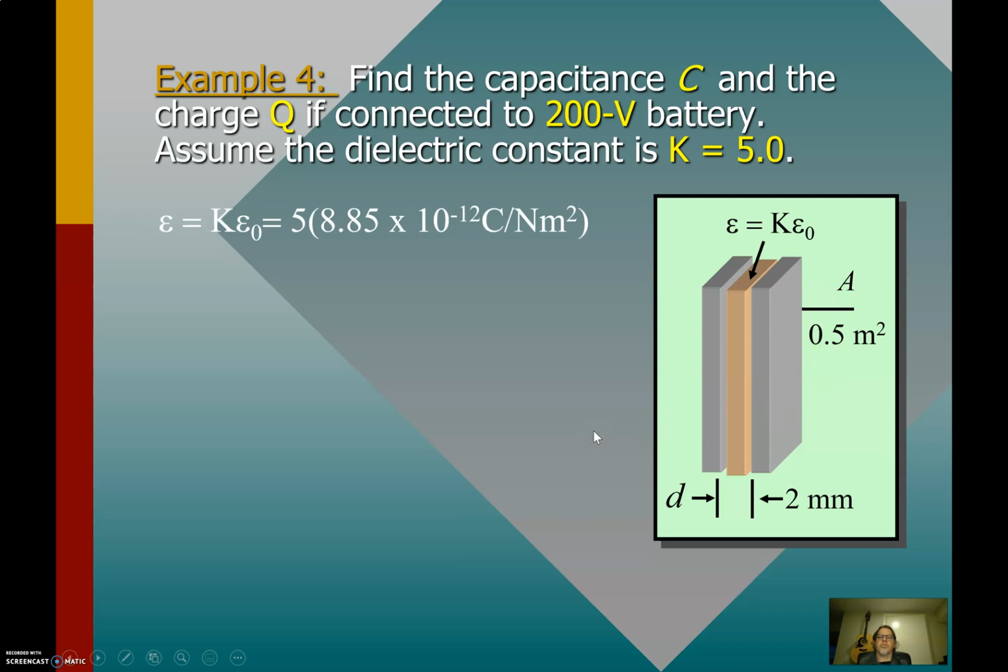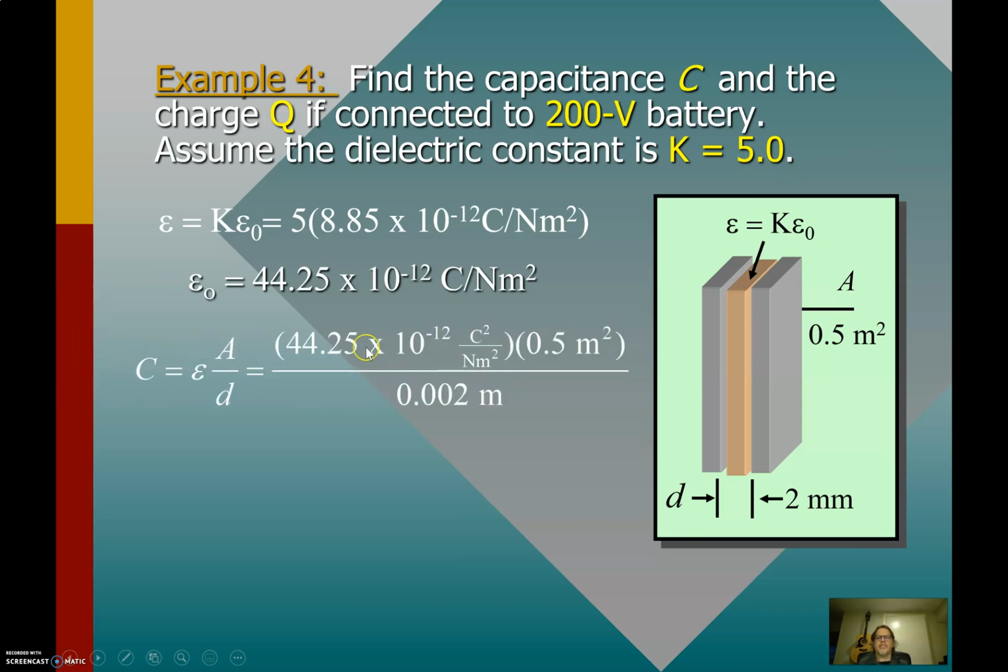Alrighty. So to find the new permittivity, you take your 8.85 times the 5, because that's the dielectric constant, and it's 44. And then you have your area on there, 0.5, divided by the distance, and bam, there's your capacitance. Why did they give you this information about the voltage? Well, that's what you're going to use to find the charge now.